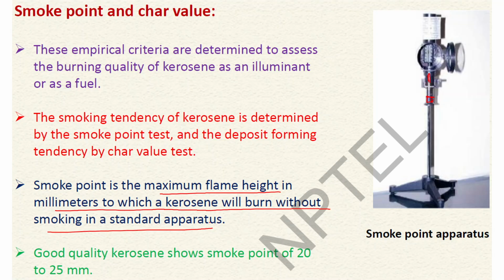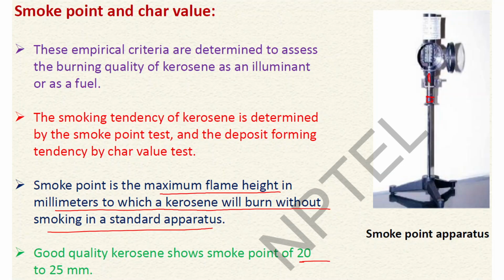If we are decreasing the length of the wick, and obviously the length of the flame will also decrease, there will be an exact point when the smoke or soot from the tip of the flame will just stop coming. That height of the flame will be taken as the smoke point. It is measured as the flame height in millimeters. Good quality kerosene shows a smoke point of about 20 to 25 mm.